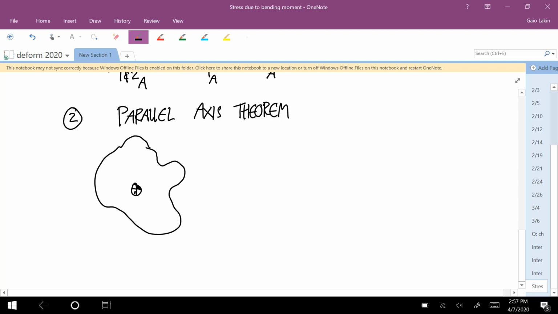So say the centroid is here. And say that we know the area moment of inertia of this shape about this axis, and say that we want to calculate it about this axis A. So this is the neutral axis, the horizontal axis that goes through our centroid. This is the axis A that we want. And let's say that the vertical distance between those two is d.